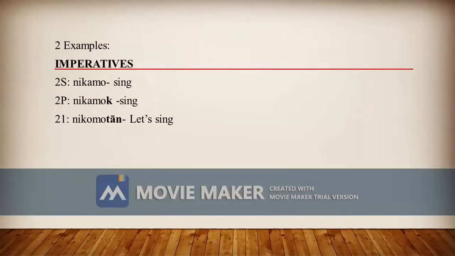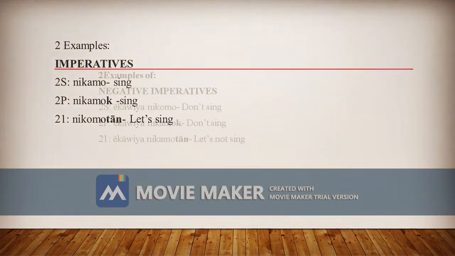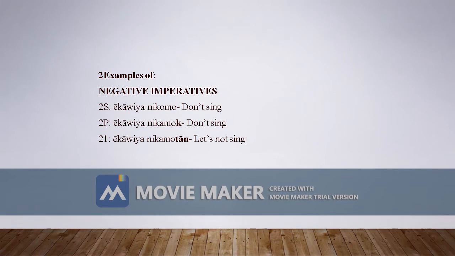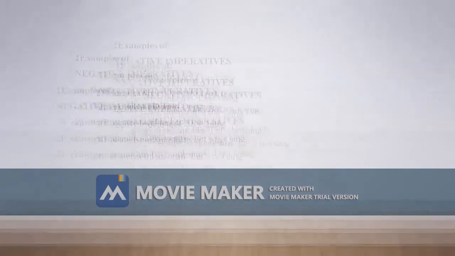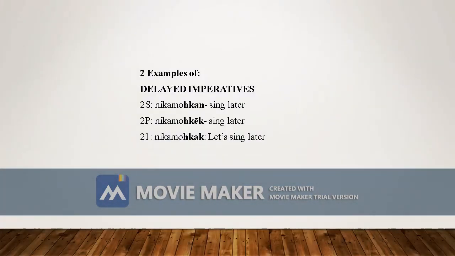2 examples. Imperatives. 2S, nigamo, sing. 2P, nigamuk, sing. 2-1, nigamutan, let's sing. Negative imperatives. Igawia nigamu, don't sing. Igawia nigamuk, don't sing. Igawia nigamutan, let's not sing. Two examples of delayed imperatives. 2S, nigumagen, sing later. 2P, nigumagek, sing later. 2-1, nigumagak, let's sing later.